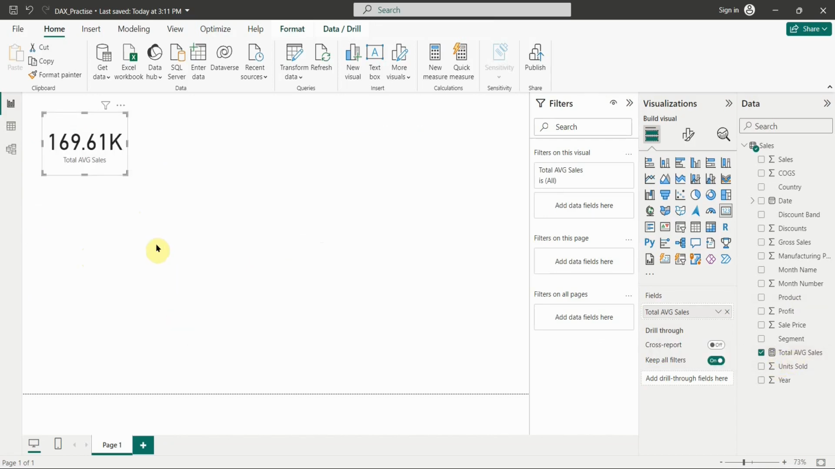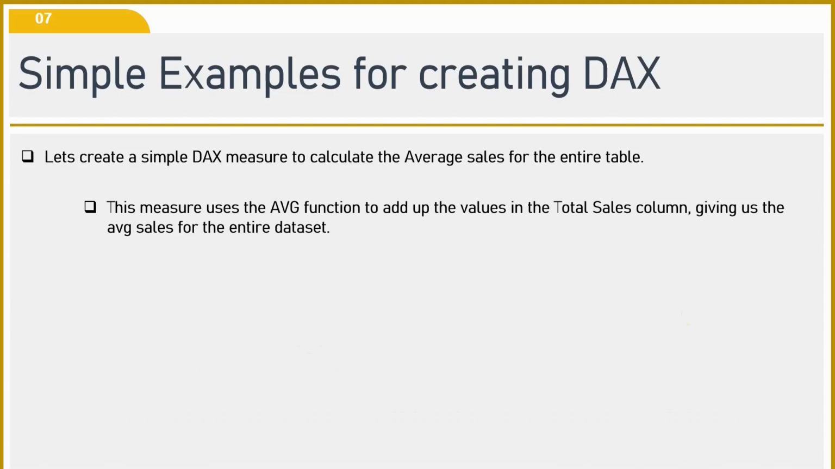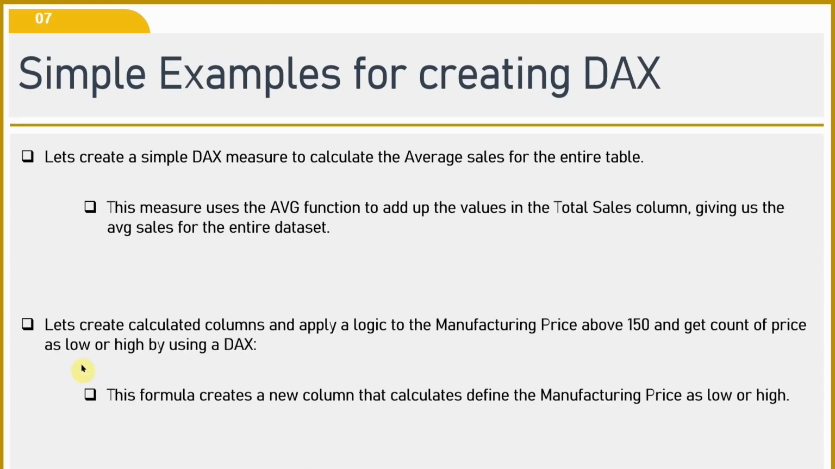So let us go to the PowerPoint presentation. Now we have created the measure. Now let us take an example to create calculated columns in Power BI. So let's create a calculated column and apply a logic to the manufacturing price that is above 150, and get the count of price as low or high by using a DAX.